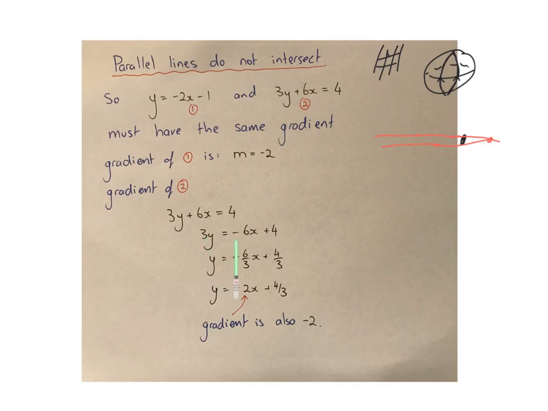So 3y equals minus 6x plus 4. Next I need to divide each term by 3. So y equals minus 6 on 3 x plus 4 on 3. And simplifying the x coefficient, I get y equals minus 2x plus 4/3. So these are both exactly the same straight line, just written in different forms. However, this form is useful because I can read the gradient of the equation straight from the expression.